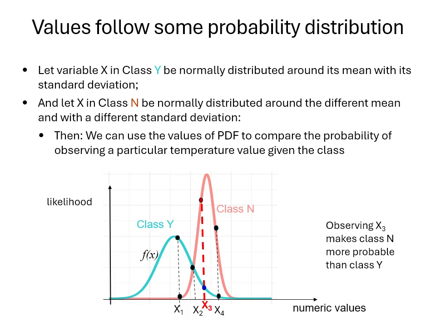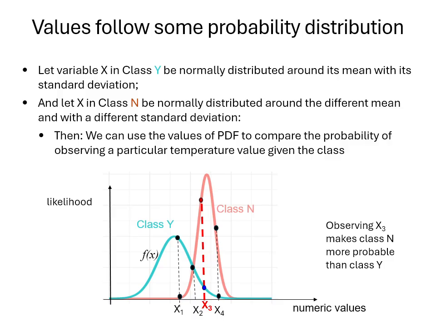Continuous numeric values follow some probability distribution. Let's say that they are normally distributed by their nature, such attributes like weight, height, etc. Say the values of an attribute in class Y are normally distributed around some mean and with some standard deviation. And the values of the same attribute in class No are also normally distributed but have a different mean and different standard deviation.